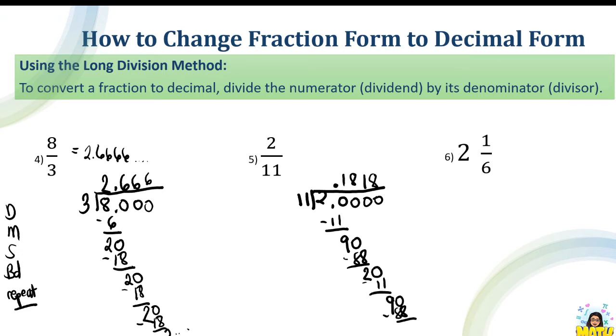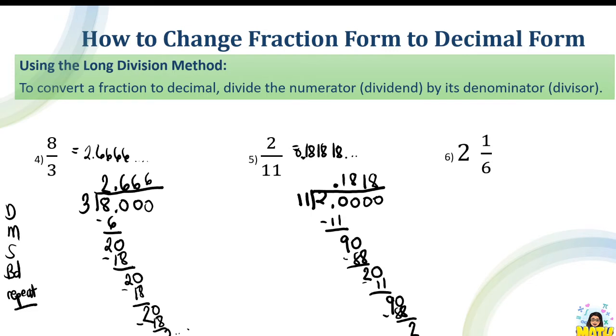Notice na paulit-ulit na nagiging remainder yung 2 at yung 9. So we can see na paulit-ulit yung 1/8, 1/8 sa sagot. So the decimal here is 0.1818 and so on, so forth.